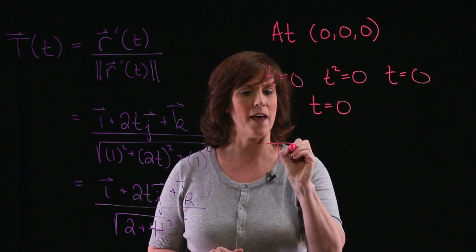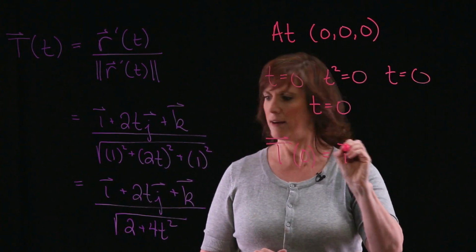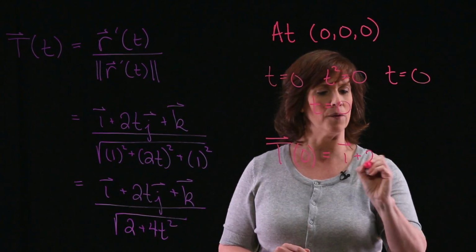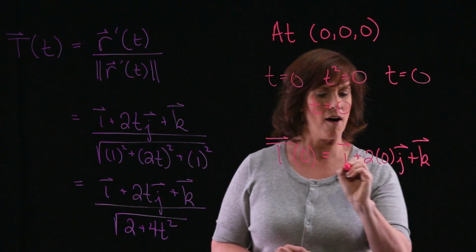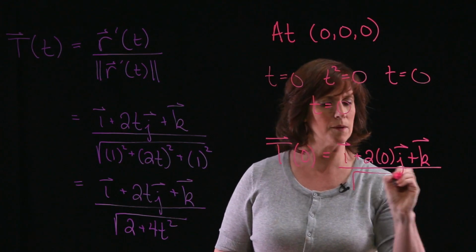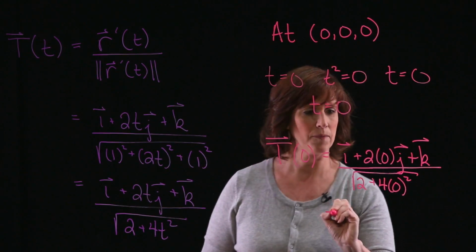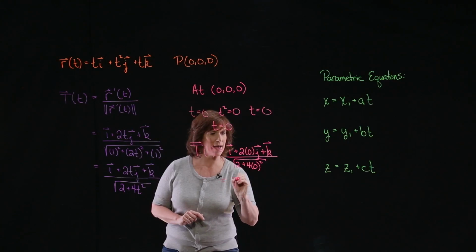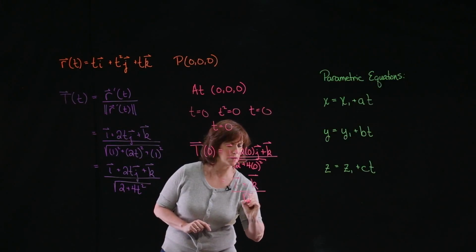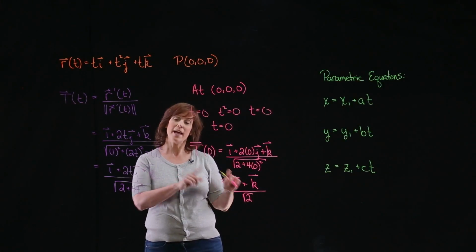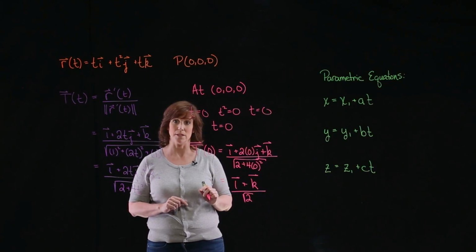So now I can just find out what that unit vector is when t is 0. So I'll have i plus 2 times 0 times my vector j plus k all over the square root of 2 plus 4 times 0 squared. This reduces to i plus k all over the square root of 2. Okay, so that gives me my tangent vector, in fact, a unit tangent vector at the point 0, 0, 0.